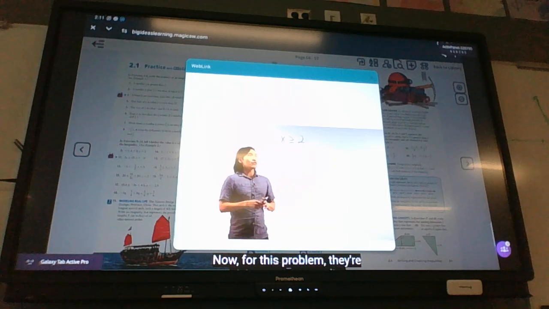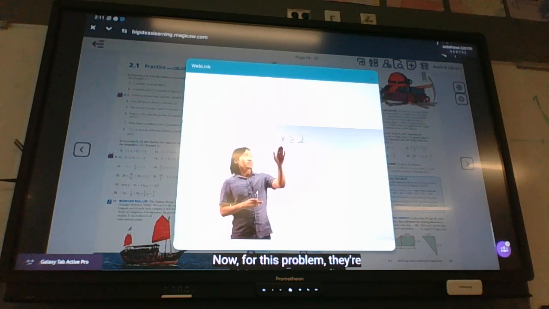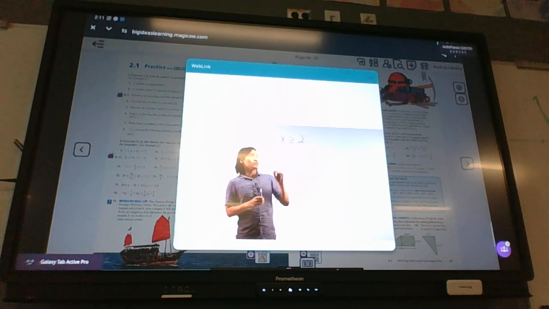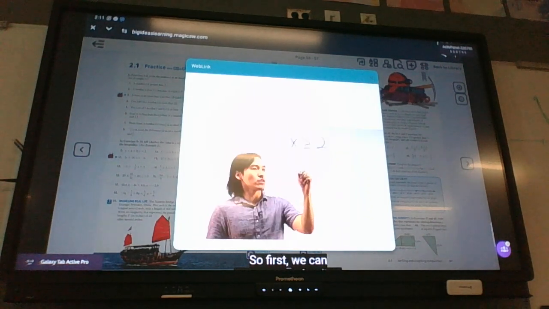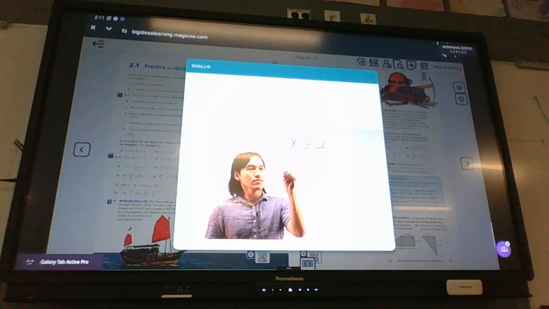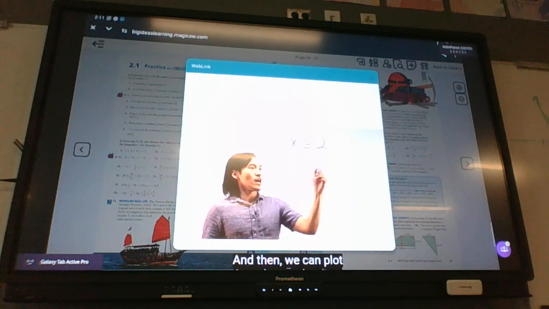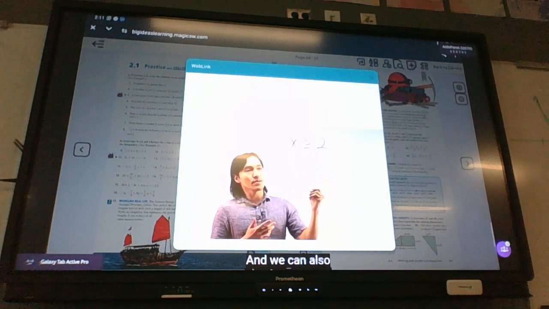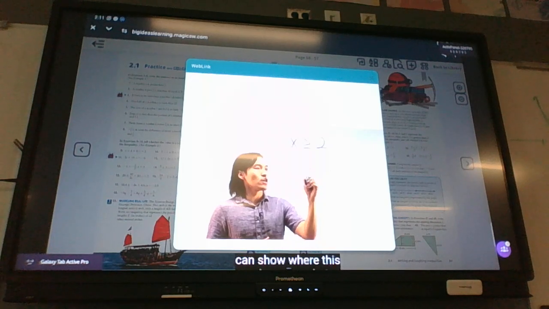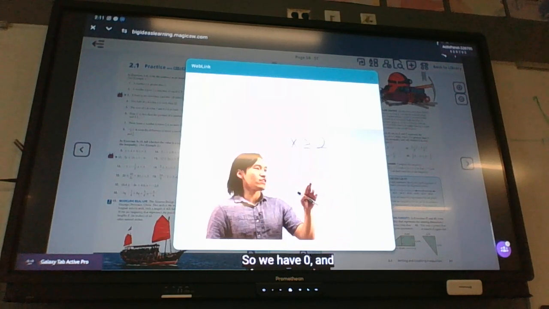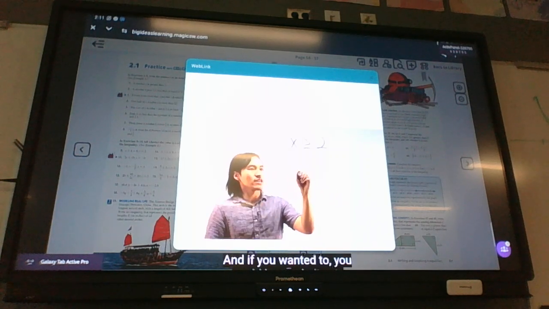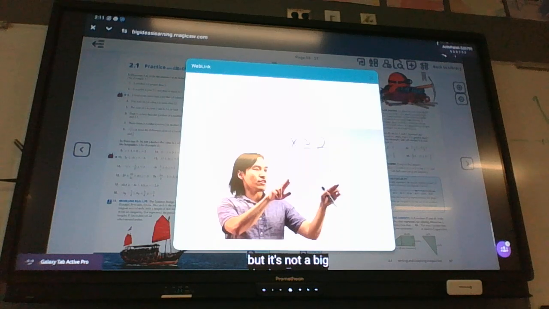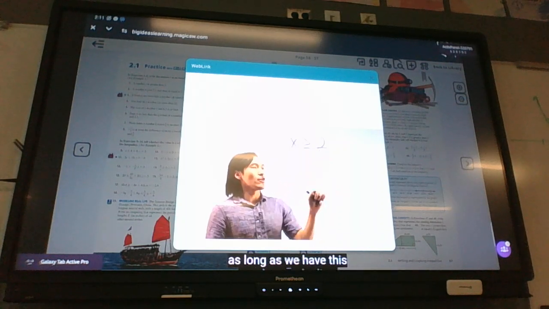Now for this problem, they're giving us an inequality. x is greater than or equal to 2, and they're asking us to graph it. So first, we can create a number line, and then we can plot 2 on the number line, and we can also plot 0 just so we can show where this number is in relation to the rest of the number line. So we have 0, and if you wanted to, you could label this 1 and then 2, and if you wanted to, you could keep labeling it, but it's not a big deal either way, as long as we have this number on the line.